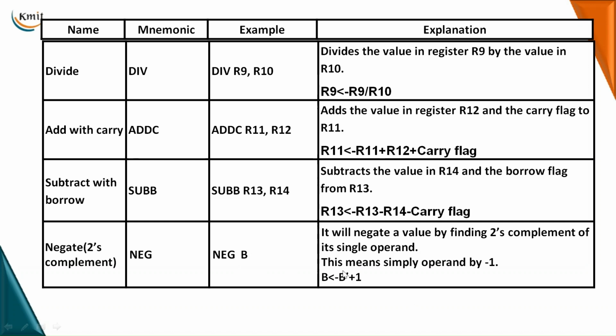So, this means we are going to perform a one's complement on the particular operand and add 1 to it. So, one's complement plus 1 means 2's complement. So, we are performing the 2's complement of B by performing a 1's complement. 1's complement means the contents of the register, ones become zeros and zeros become ones. And then after performing the complement operation, we are going to add 1 to it to get the 2's complement of B. So, that is nothing but the negate instruction. So, these are the list of arithmetic instructions.